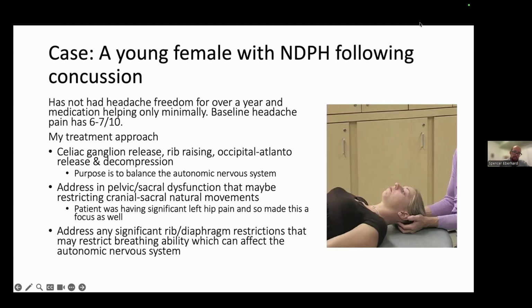This is a case of a young female who had new daily persistent headache following a concussion. She has not had any headache freedom for over a year, and medication was only helping minimally. Her baseline headache was a 6 to 7 out of 10. So when I take a patient like that, I have a systemic approach to how I take it on.